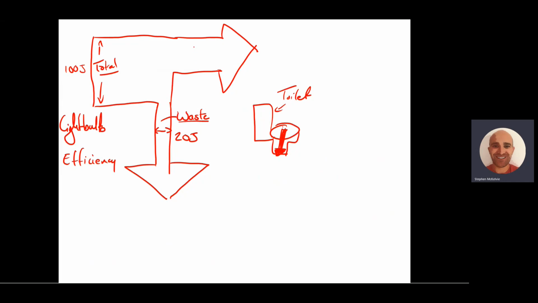Now we can clearly see that there's more energy that's being used in this arrow. This arrow is a lot wider than the previous one. Now the energy that goes across the top of the Sankey diagram is the useful energy.